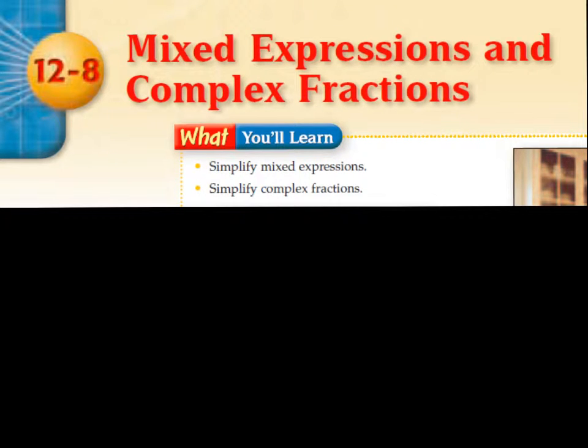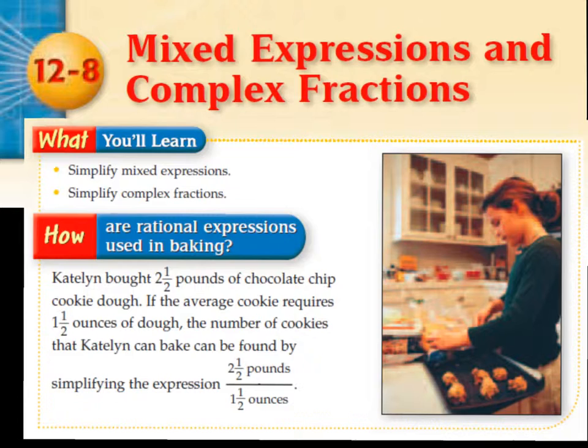In this lesson, you'll learn to simplify mixed expressions and complex fractions. How are rational expressions used in baking? Caitlin bought 2.5 pounds of chocolate chip cookie dough. If the average cookie requires 1.5 ounces of dough, the number of cookies that Caitlin can bake can be found by simplifying the expression 2.5 pounds divided by 1.5 ounces.